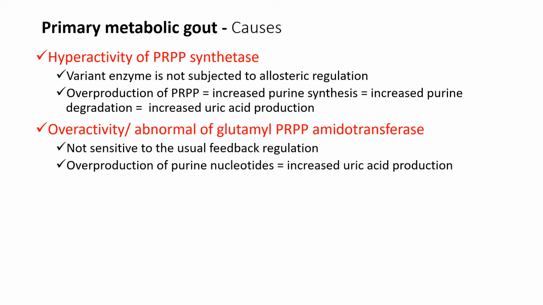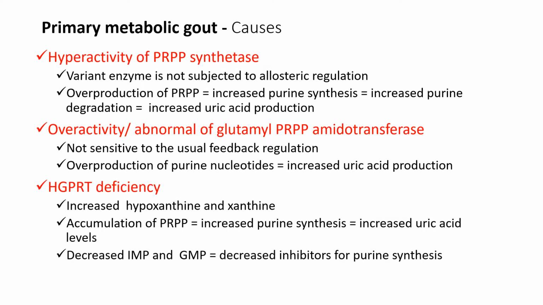Now coming to the second enzyme defect, that is abnormal glutamyl PRPP amidotransferase. This abnormal enzyme is also not sensitive to the usual feedback regulation. Because of this, there is again overproduction of purine nucleotides, resulting in increased uric acid production.